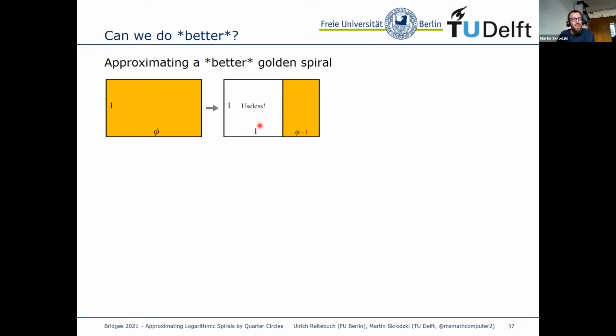Useless in the sense that it doesn't contain the golden ratio anymore. Why do I do a golden ratio construction if this doesn't even have the golden ratio? So I can basically toss this away, do the same thing. I get another useless square. So most of this in the geometric construction ends up being useless.